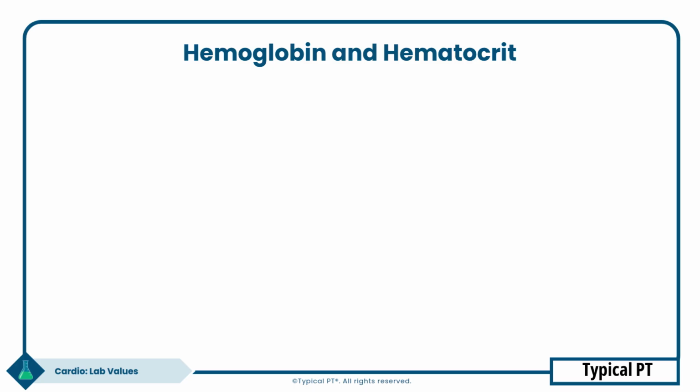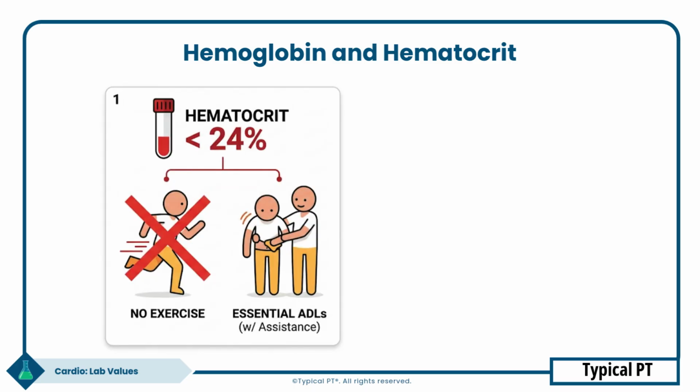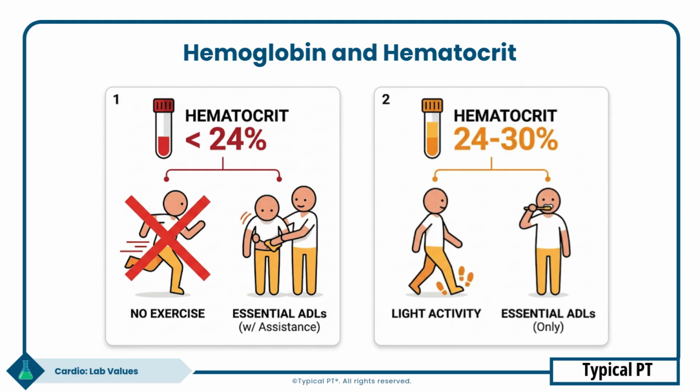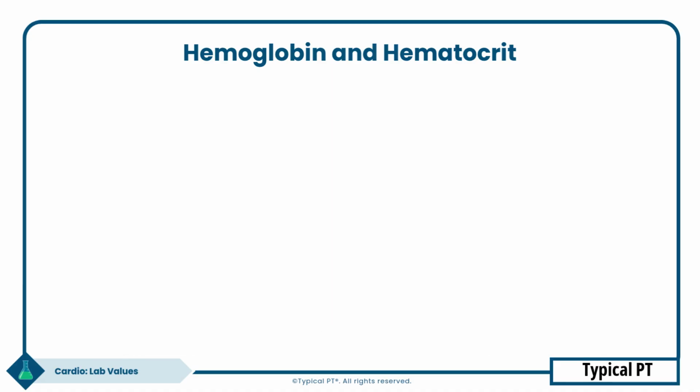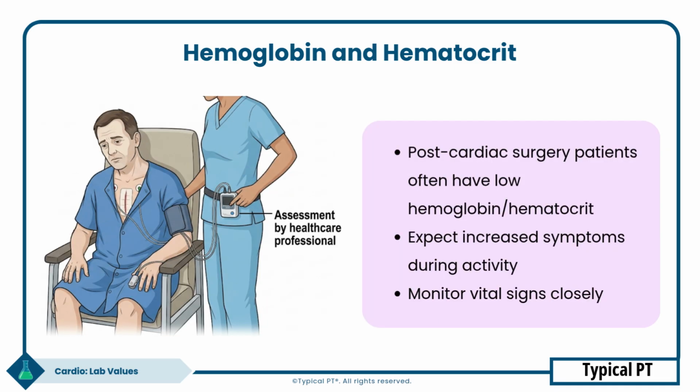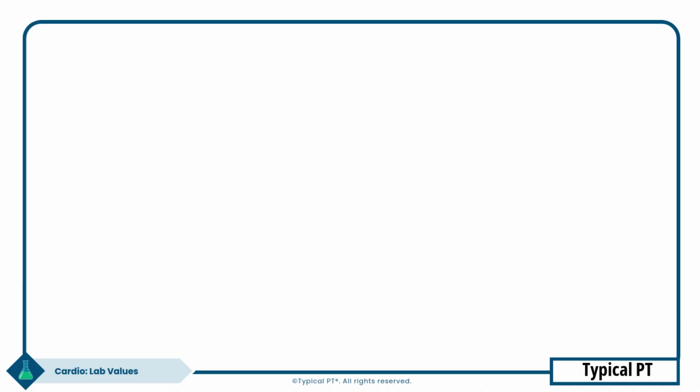Hematocrit has similar thresholds. Below 24% means no exercise and only essential ADLs with assistance. Between 24 and 30%, light activity and essential ADLs only. Note that post-cardiac surgery patients commonly present with decreased hemoglobin and hematocrit. Expect them to be more symptomatic during activity and monitor vital signs closely.